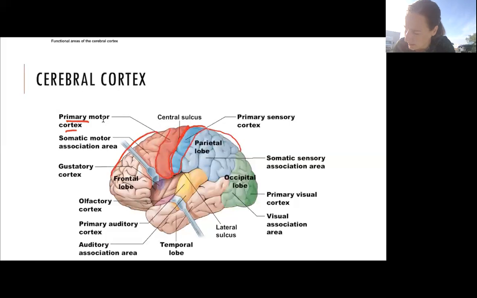In the back, nothing but visual. So we've got our primary visual cortex and its associated areas. We also have other areas. So optic is going to be visual stuff, right? And it's going to go back all the way to the occipital lobe, and we're going to process visual stuff there.